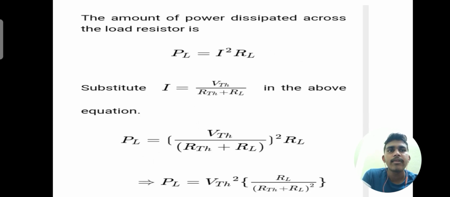The amount of power dissipated across the load resistor is PL equal to I square RL. Substitute I equal to Vth by Rth plus RL in the above equation. We get PL equal to Vth by Rth plus RL whole square into RL. PL equal to Vth square into RL by Rth plus RL whole square.